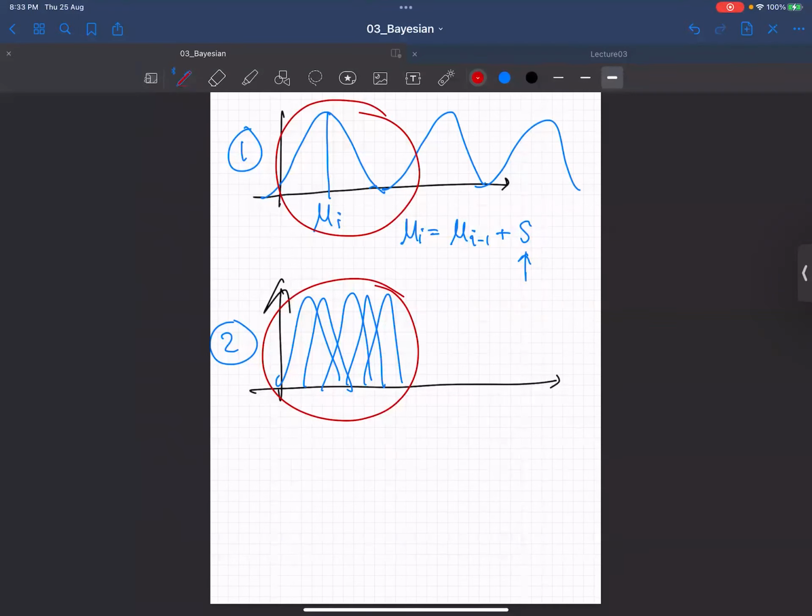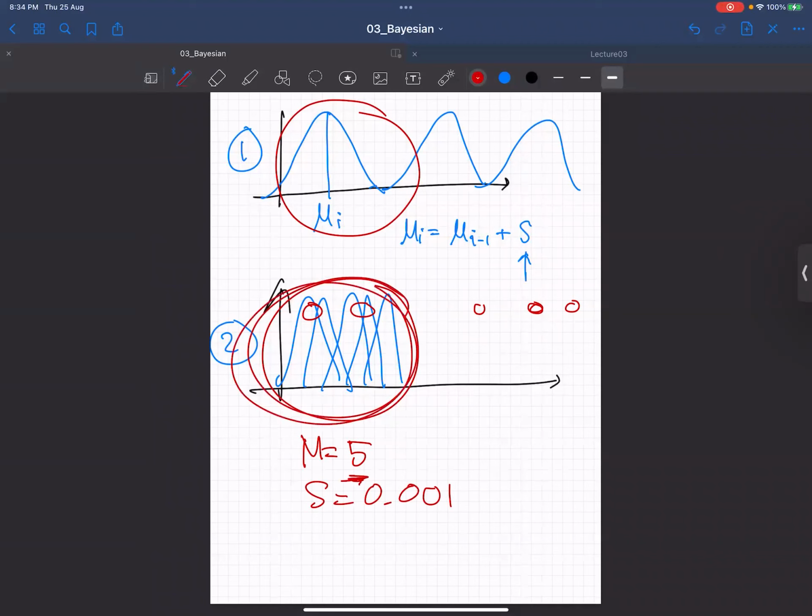Just be careful with this, because if your data is here, for example, and you set M equal to 5, and S is very small, then this 5 basis functions will only occupy a small region. There's no support for the rest of the region. It means that it will overfit here, but underfit here. You have to make sure that mu covers all the regions of the place where you have the data.